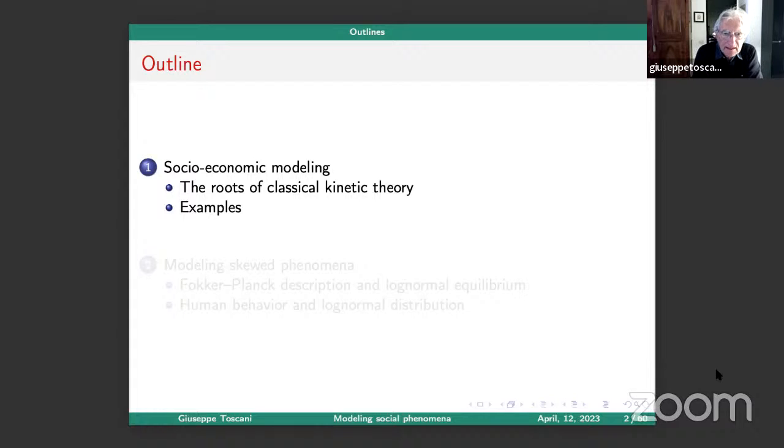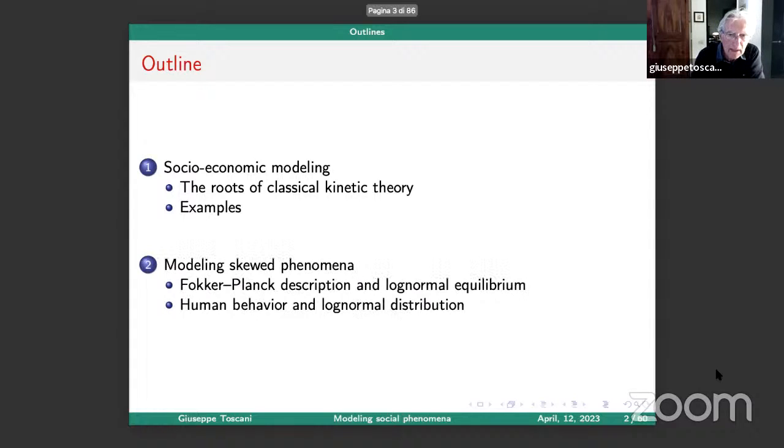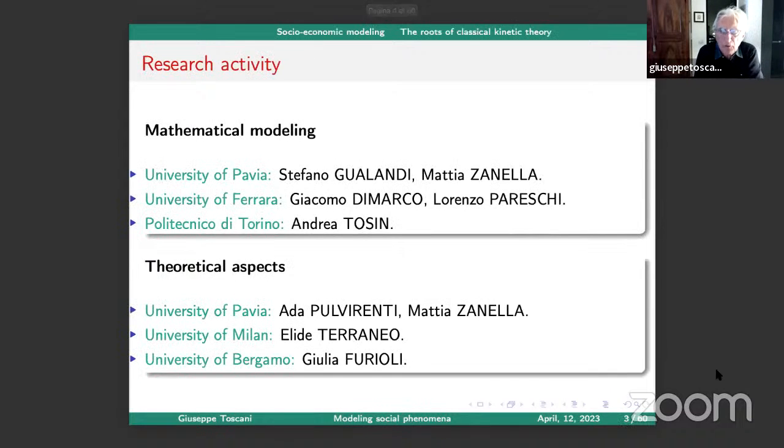And then, in the second part, I will move to a particular example that was the first example in which I discovered this application of log normal distribution, and it is a really important application in human behavior. So this is part of a lot of work.